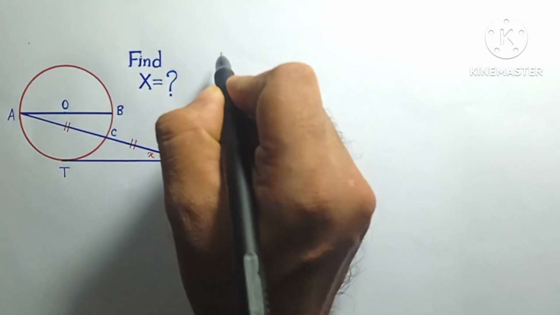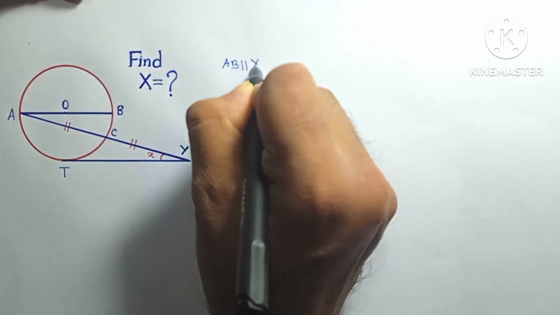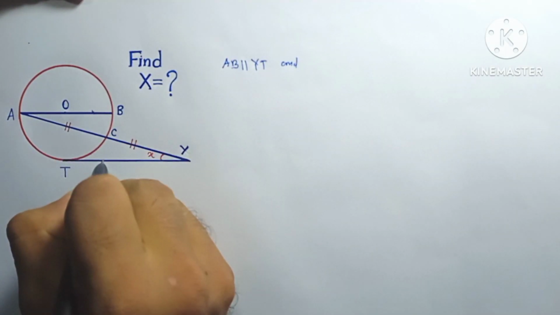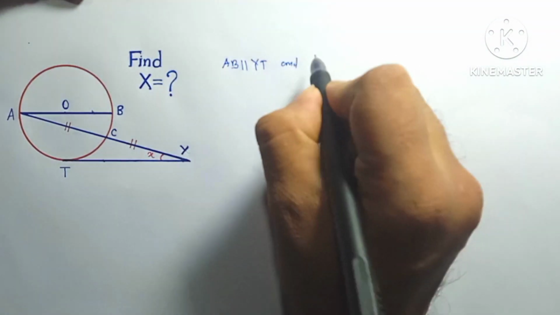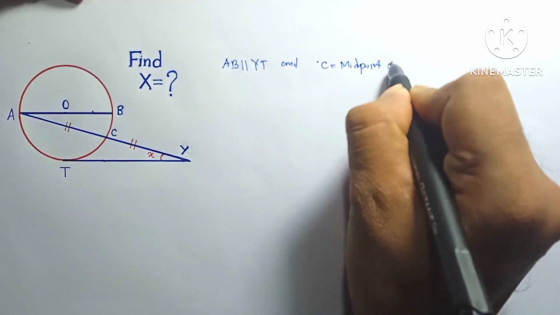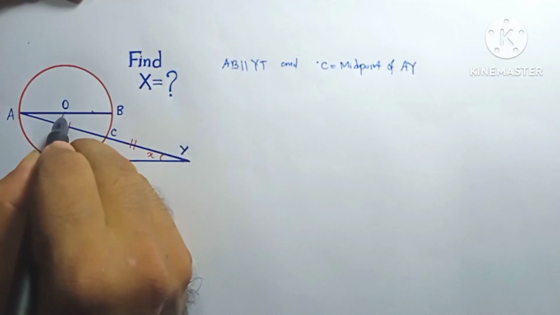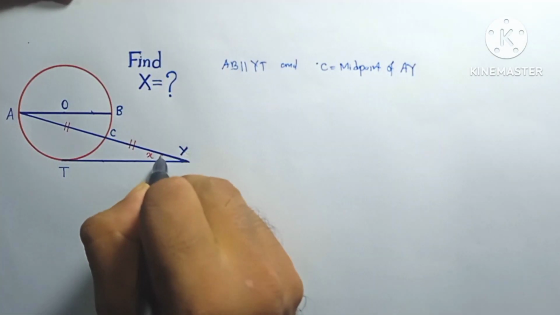In this problem, we have been given that AB is parallel to YT, and AC is equal to CY. So C is the midpoint of AY, and O is the center of the circle. We have to find the value of this angle X.